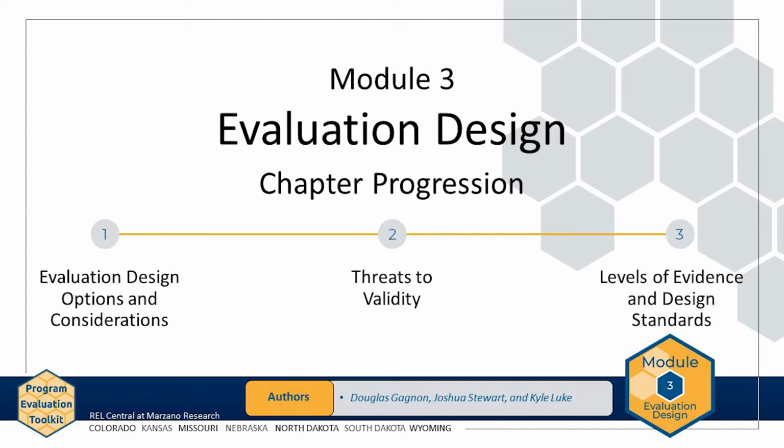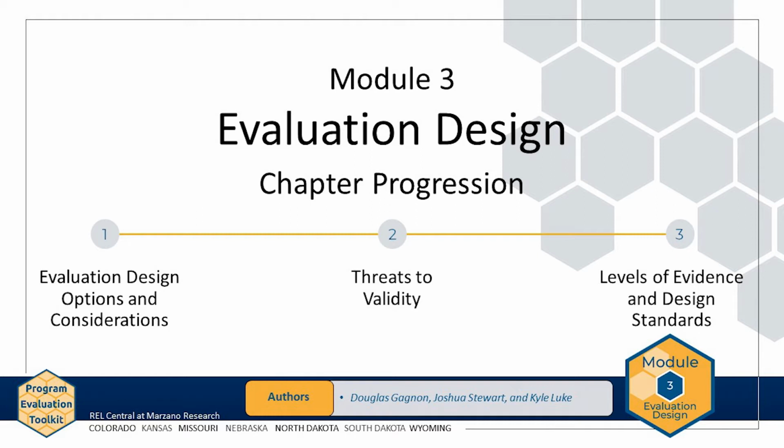It would be helpful to have the AMMP logic model and research questions at hand as you progress through Module 3. This module includes 3 chapters, each highlighting different aspects of evaluation design. Chapter 1 provides an overview of different evaluation design categories and considerations. Chapter 2 reviews threats to validity that you should consider when designing an evaluation.